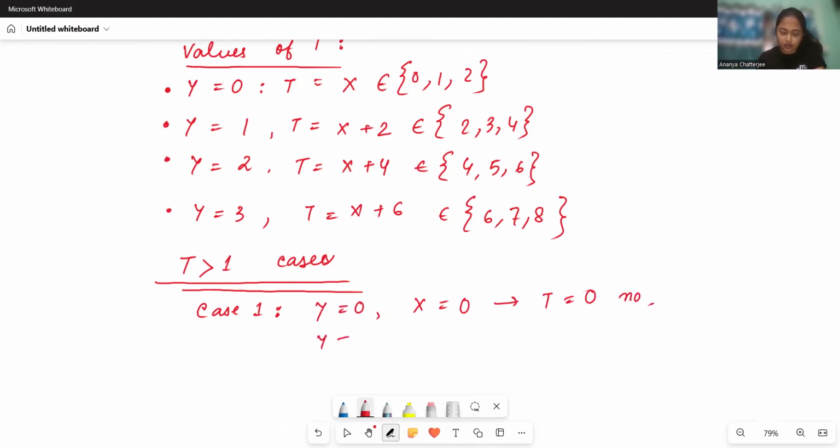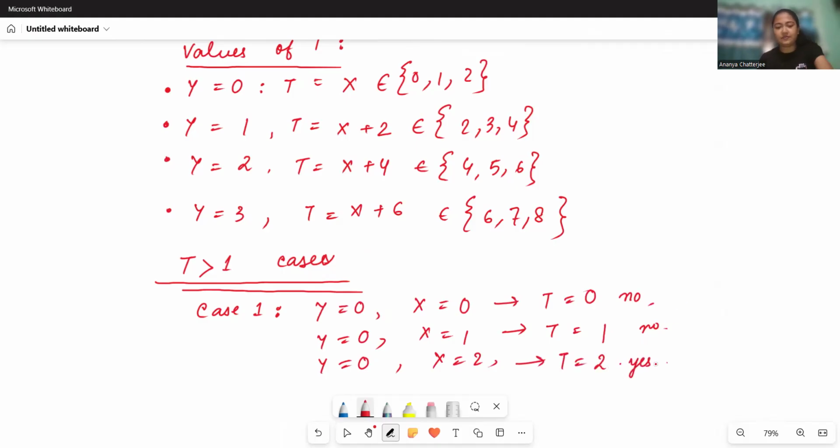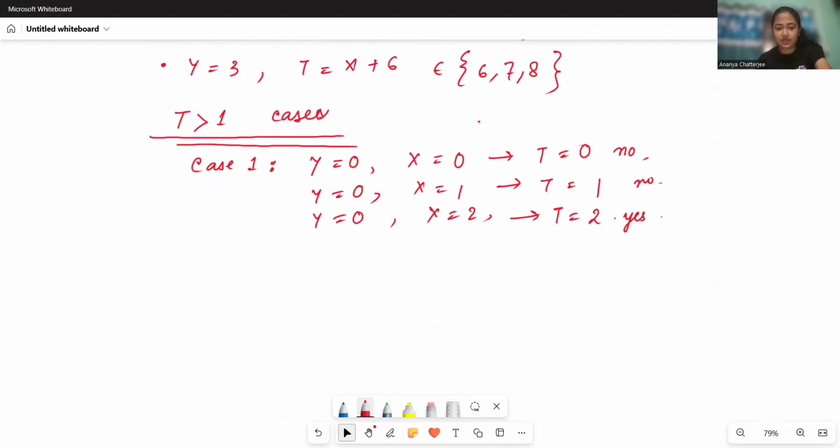When y is equal to 0, x is equal to 1, then t is equal to 1. Again, no. Now, when y is equal to 0, x is equal to 2, then t is equal to 2. So, this is a yes. Now, the case 2.